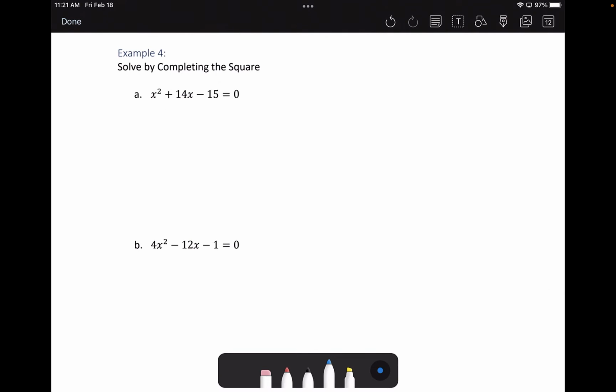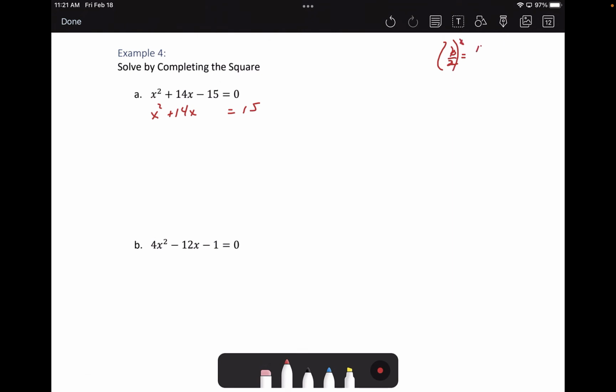Let's try a full-on example of completing the square. The first thing we want to do is move the constant to the far right. So I'm going to add 15 over. Now our goal is to replace this blank spot with a number that will create a perfect square trinomial. To do that, we're going to take b over 2 and square it.